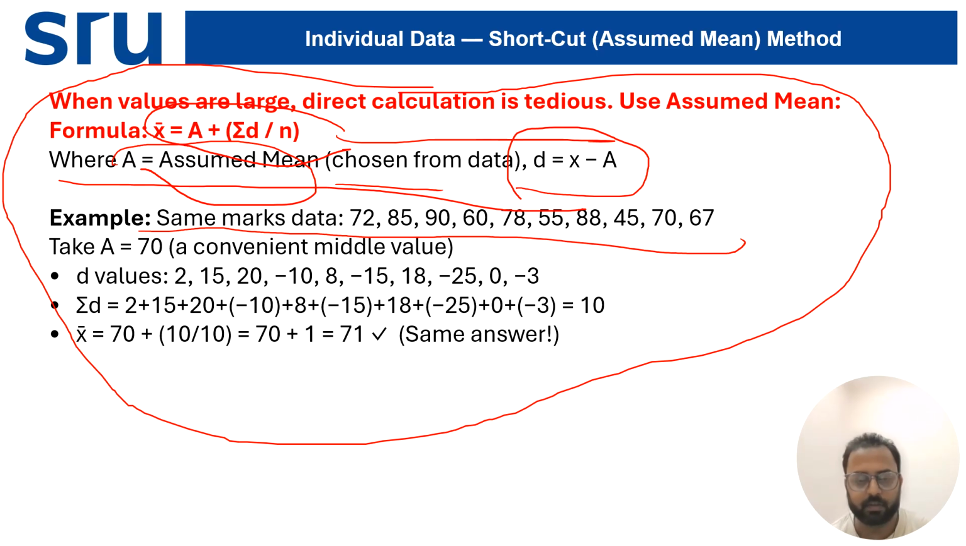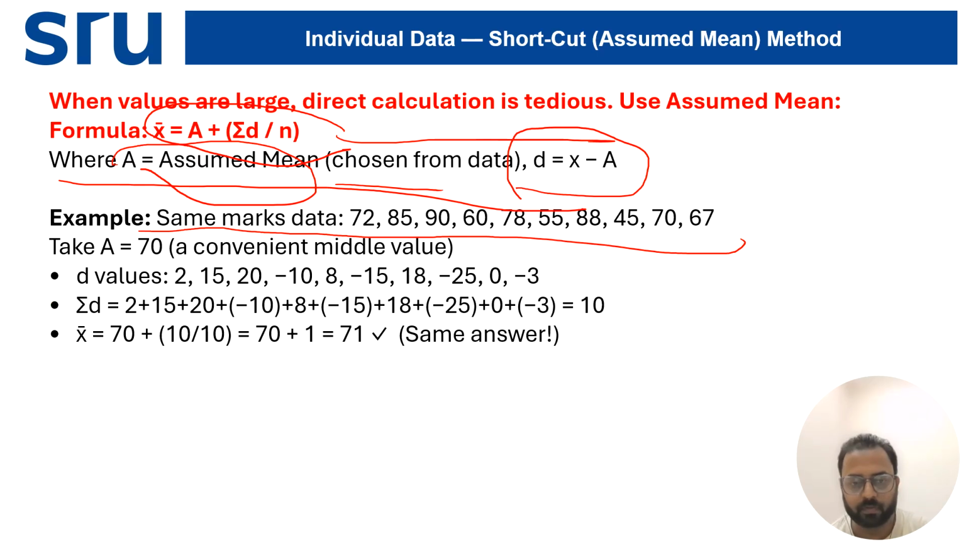First we choose a value. So how do we choose? In general we take the middle point of the data, or we can take any value. We can also take 90. So let us take 70.